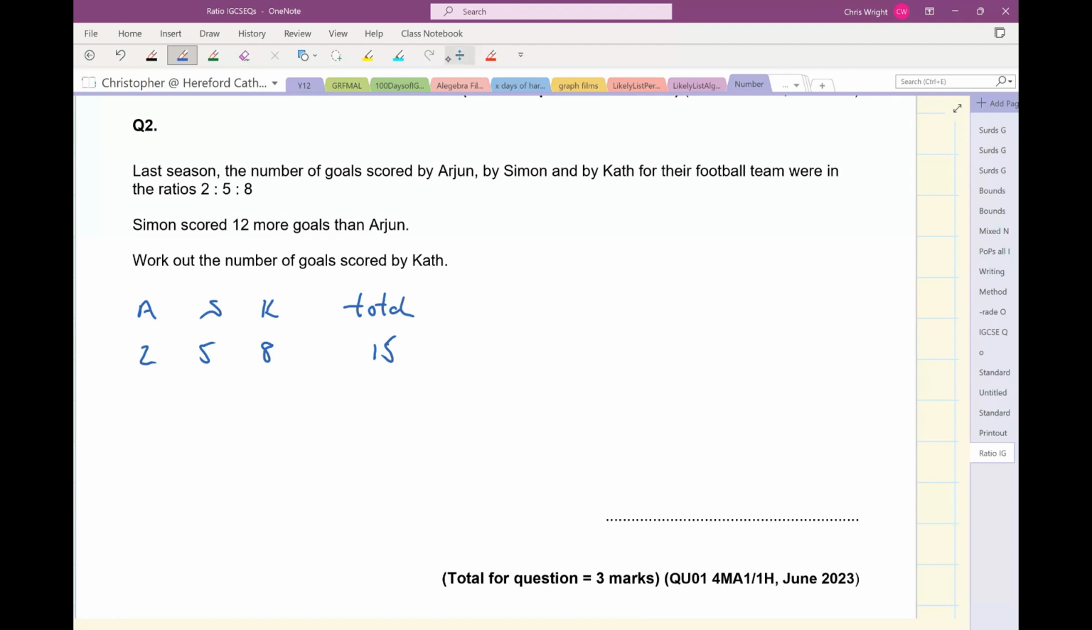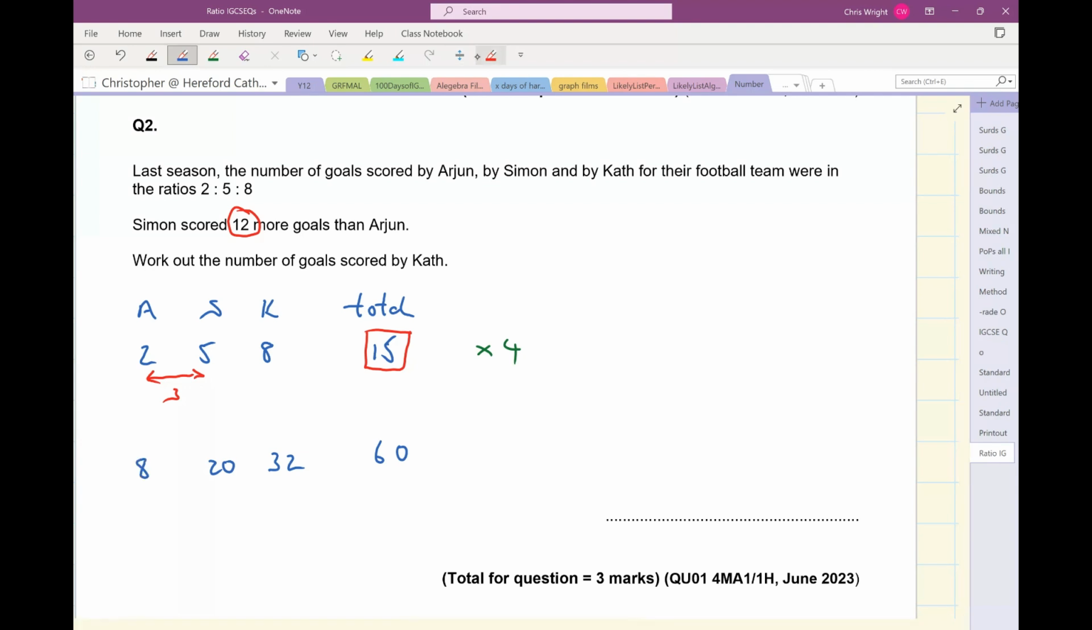Okay. If I have a look at this, I can see that if we were dealing with just 15 goals in total, then Simon has scored 3 more than Arjun. Now I need Simon to have scored 12 more than Arjun. So I'm going to multiply all these ratios by 4, and then I'll have 60 goals in total. 4 8s are 32, 4 5s are 20, and 4 2s are 8.